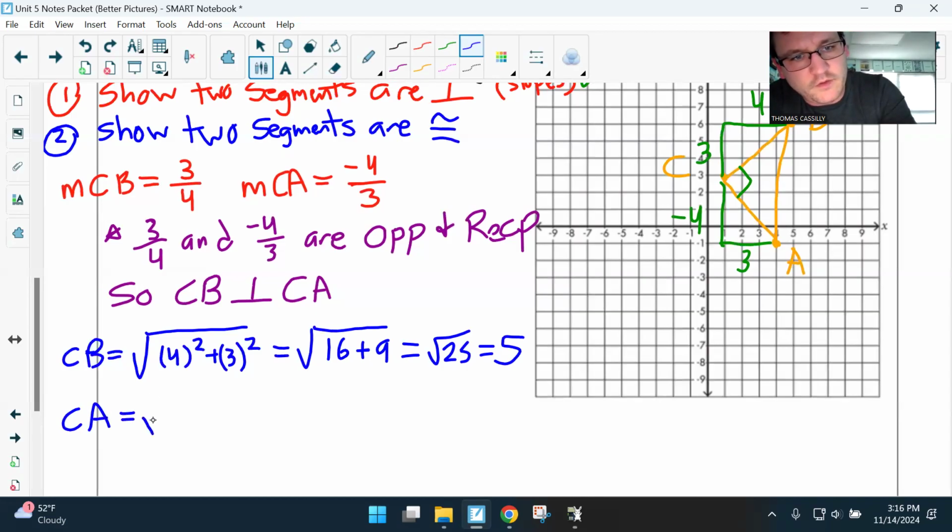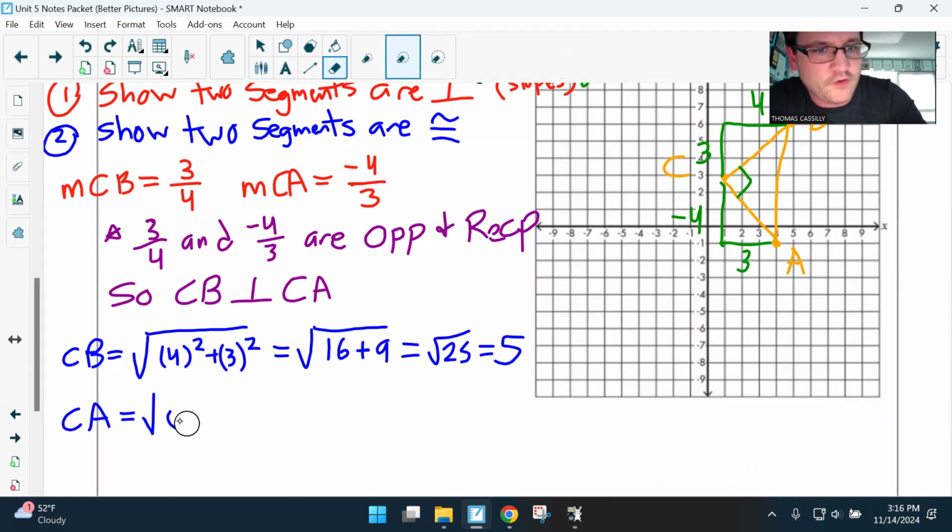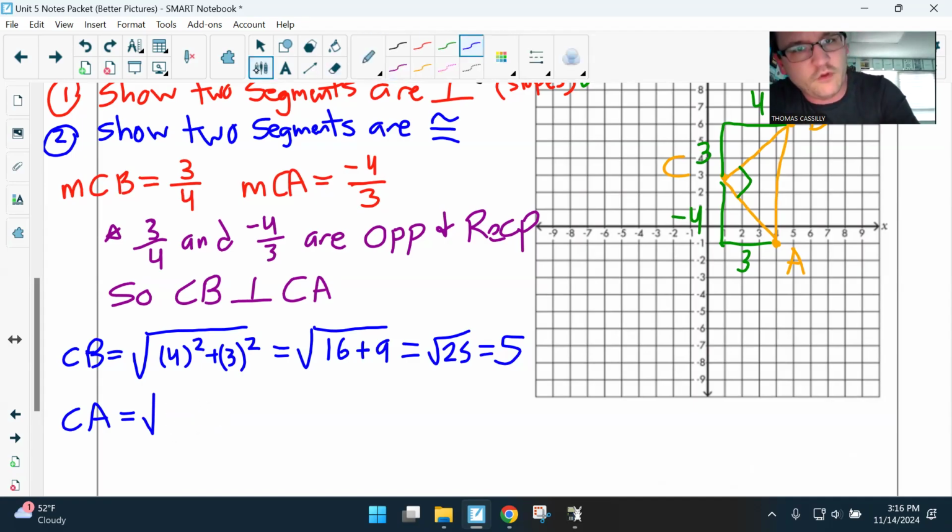CA is equal to the square root of, let's see here. We're going 3 spaces, so I'm going to put 3 squared. My computer knows it's almost the end of the school day and it's trying to slow me down here. That's what's going wrong.